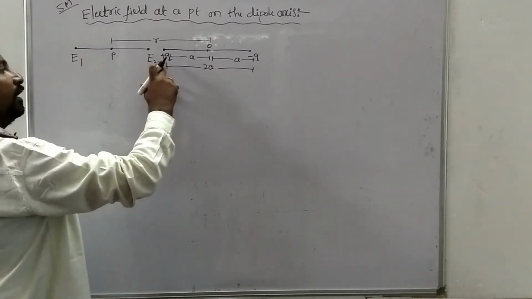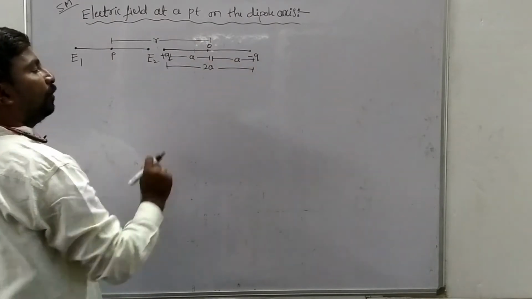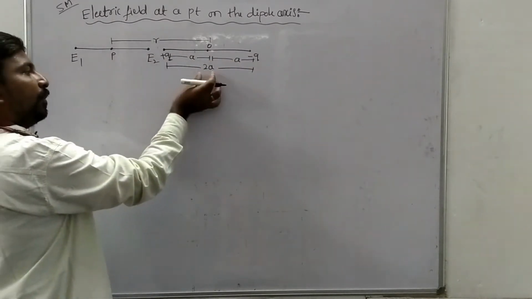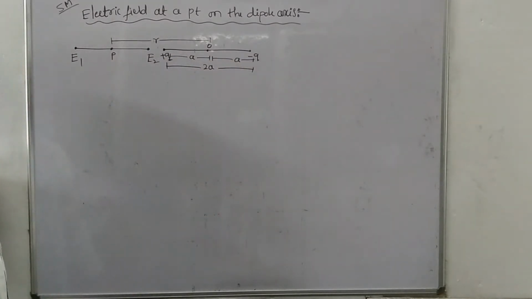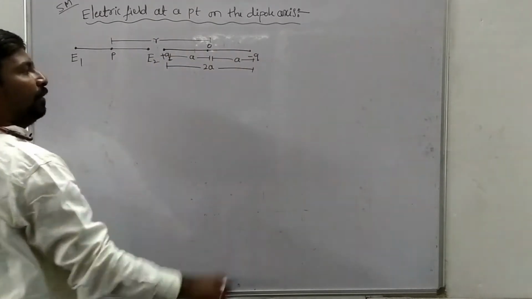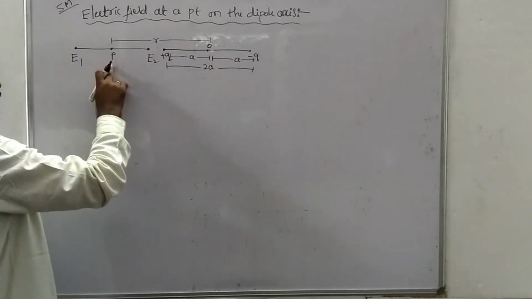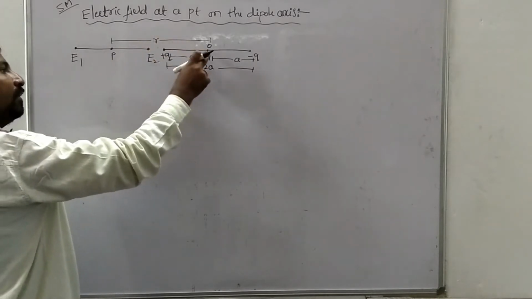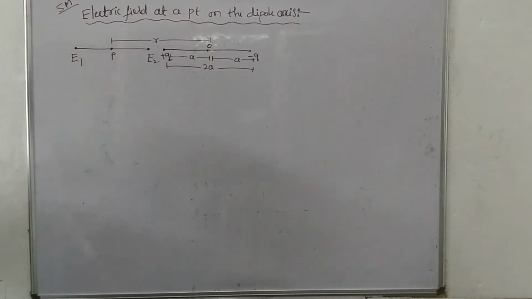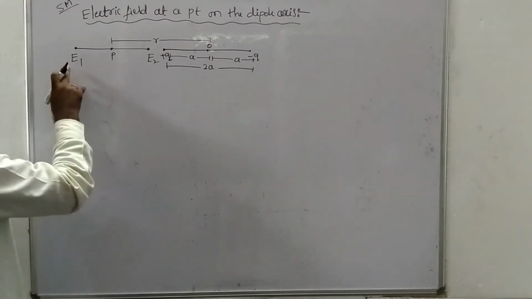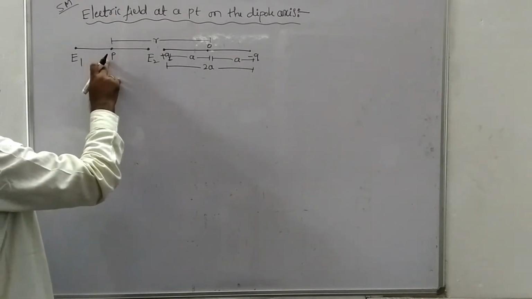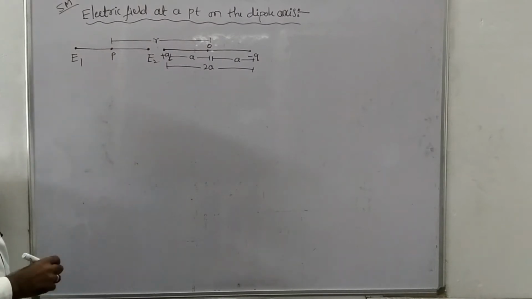So consider a system of two equal and opposite point charges separated by a small distance 2a forms a dipole, isn't it? Let P be a point at distance r from the midpoint O as shown in the diagram. So now the electric field E1 at point P due to charge plus Q is given by.